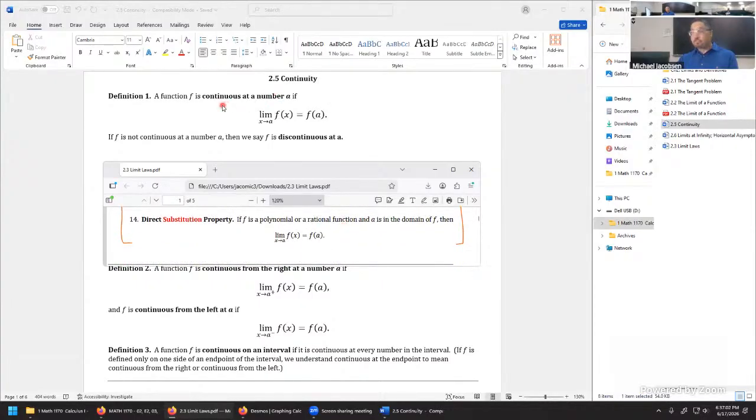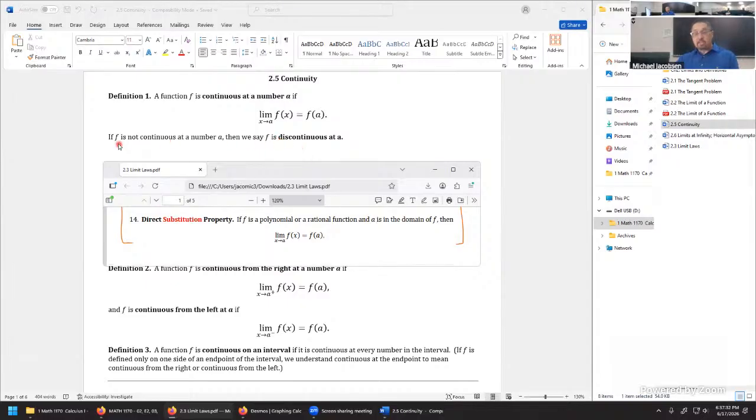Let's read the definition of continuity. A function f is continuous at a number a. Italics a because it's the algebraic ID, the mathematical symbol. f is continuous at a if the limit as x tends towards a of f of x is f of a. That's the same exact limit. So continuity is really just direct substitution in a nutshell.